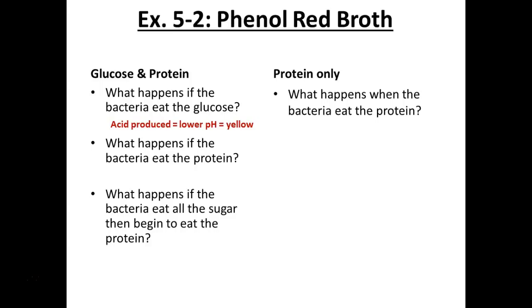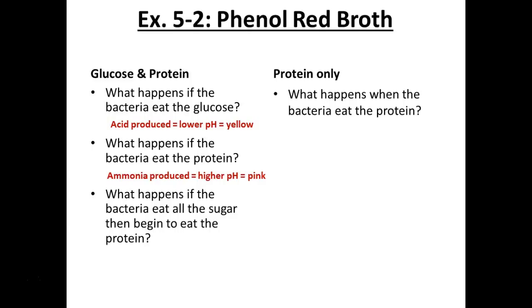The pH is going to go up, right? And it's going to turn that pink or magenta color. What happens if the bacteria eat all the sugar and then begin to eat the protein? So this is why these were in the refrigerator, right? And why I gave Jessica a special tube. Because hers ate up all the sugar in 2 days, right? In 48 hours, in 2 days, it ate up all the sugar and then it started to eat the protein.